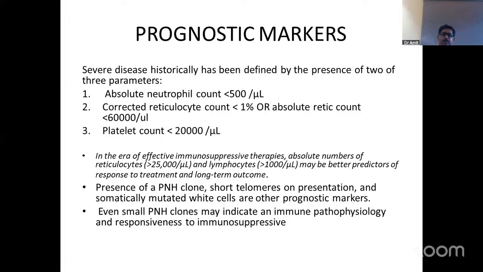So what are the prognostic markers? Severe disease is classically defined by the presence of two of the three parameters. We call it severe aplastic anemia when the absolute neutrophil count is less than 500 per microliter, or a corrected retic count is less than 1%, or absolute retic count is less than 60,000 per microliter, or a platelet count is less than 20,000. Presence of PNH clone, short telomeres on presentation, and somatically mutated white cells are other poor prognostic markers. So these are some of the poor prognostic markers of aplastic anemia.